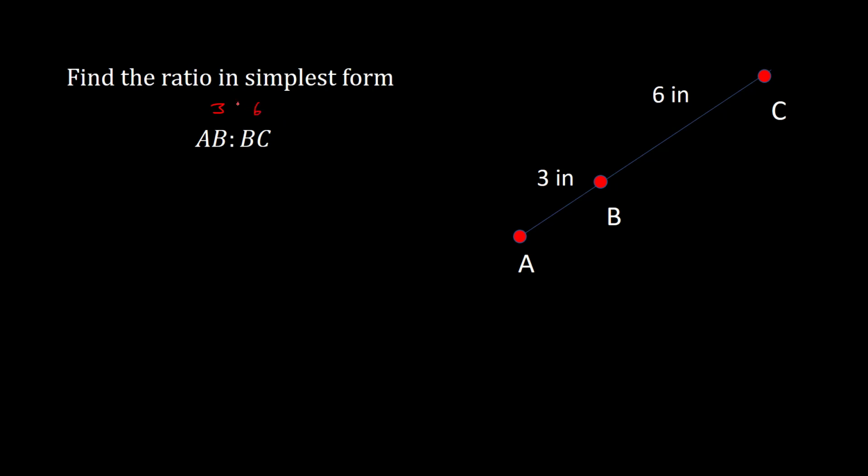Here's another example where we have a picture and you're told to find this ratio in simplest form. The ratio is AB to BC. AB is the length from A to B, which is 3 inches. So AB is 3. And then BC is the length from B to C, which is 6 inches. So my ratio would be 3 to 6, which can simplify to give me 1 over 2.